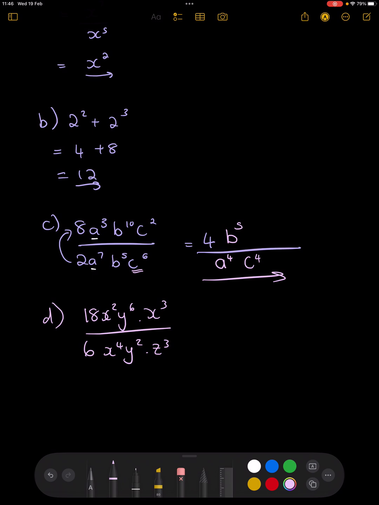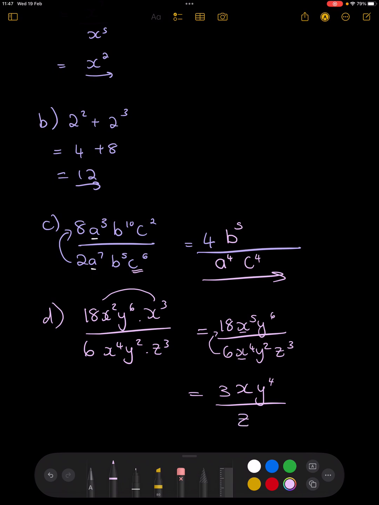In this case, I'm going to go solve at the top first because there are 2 x's that need to multiply, which means I have to add the exponents together. Now I can go and simplify. 6 divides into 18 3 times, and 18 is bigger than 6, so the answer will be at the top. If I look at my x's, my x is larger at the top, so 5 minus 4 is 1. My y is also larger at the top, so 6 minus 2 is 4. However, there is nothing to simplify my z with, so that one is going to stay at the bottom.